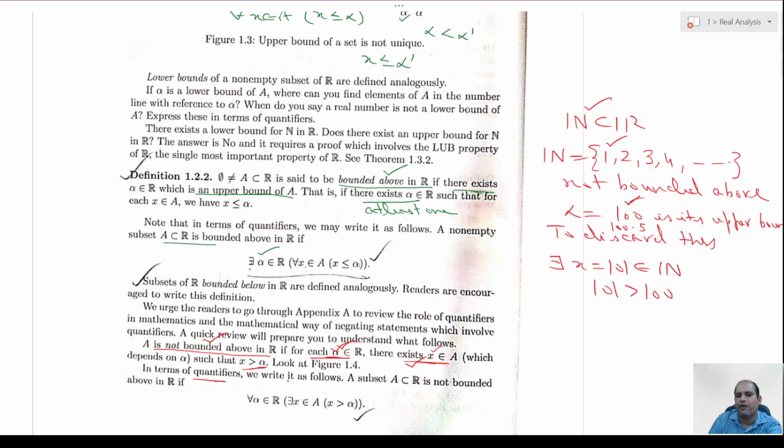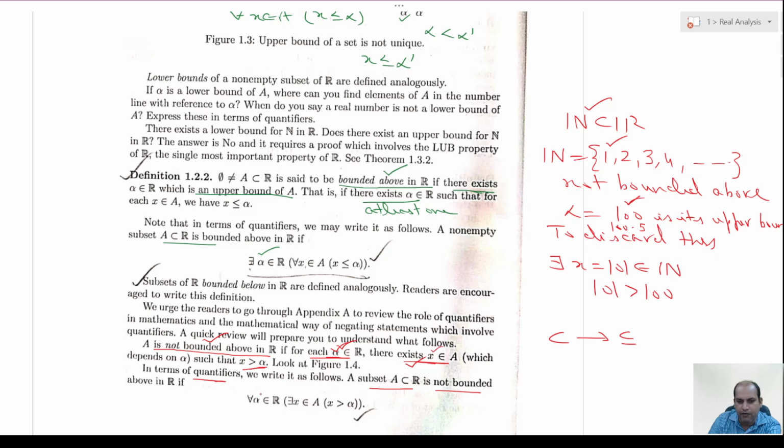In terms of quantifiers, we say that a subset A of R is not bounded above. Here this notation, remember, is used for this: A may be equal to R, or A may be a proper subset of R. We are talking about a non-empty set. So for every alpha belonging to R, there exists x belonging to A such that x exceeds alpha.